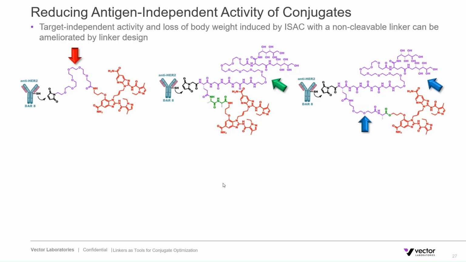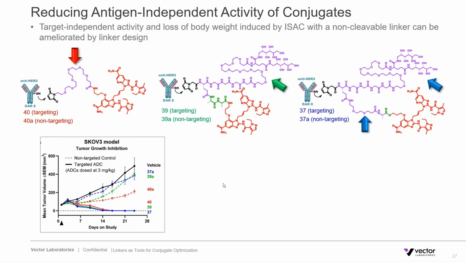And the example on the right has that same orthogonal PEG modifier with the sugar residues, and the cleavable dipeptide has been replaced with a cleavable ester and a PEG stretcher. And then these 3 linker payloads are conjugated to both targeting and non-targeting antibodies to look for both antigen-dependent and antigen-independent activity. So when the targeting conjugates were tested for activity, they all displayed equal efficacy. So they did not differentiate on the level of efficacy.